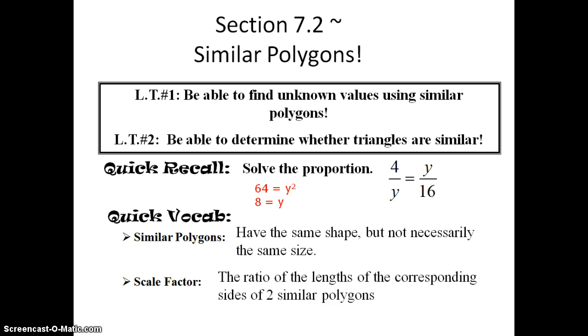Scale factor is going to be the ratio of the lengths of the corresponding sides of the similar polygons. So for example, you could have an equilateral triangle that had all sides of 2, so 2, 2, and 2. Then you could have a triangle that was equilateral and all of the sides were 6, 6, 6, 6. The scale factor would be 2 to 6 or 1 to 3. That's what a scale factor is.